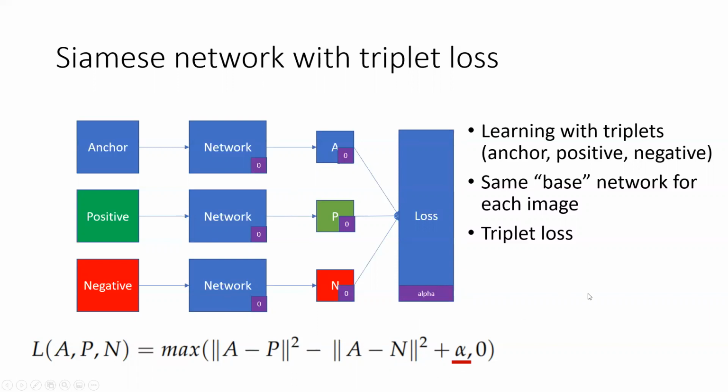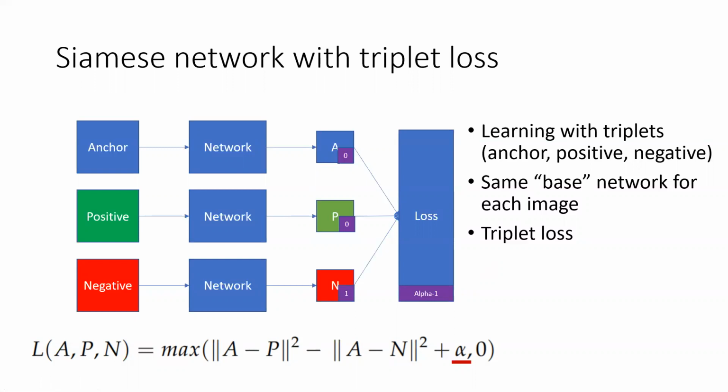And it's not the best solution for the network because, for example, there can be a solution where anchor and positive are 0 and negative is 1. So the answer will be alpha minus 1. Of course, nullifying is not the best option, and alpha helps us here. So yeah, this is how a Siamese network with triplet loss works.